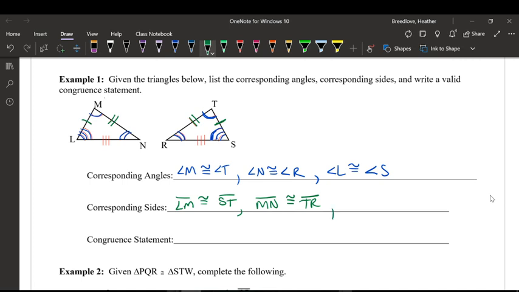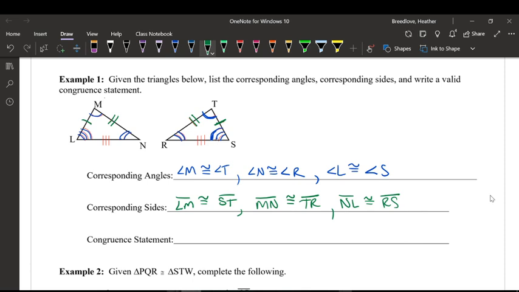And then last I have three lines. So NL matches RS. So side NL is congruent to side RS. Okay.